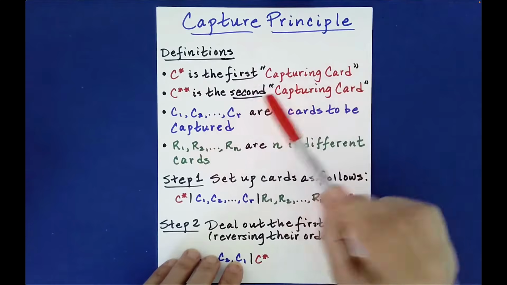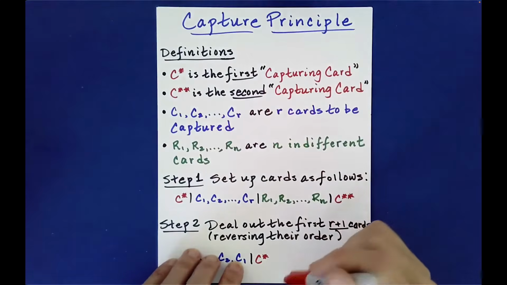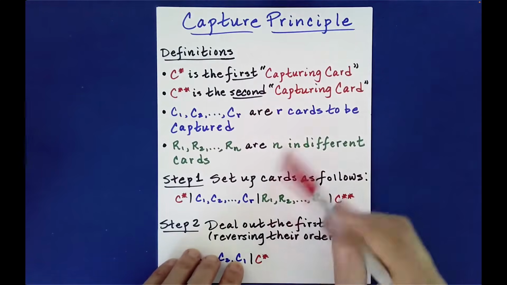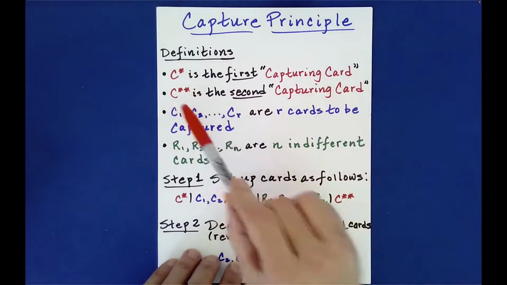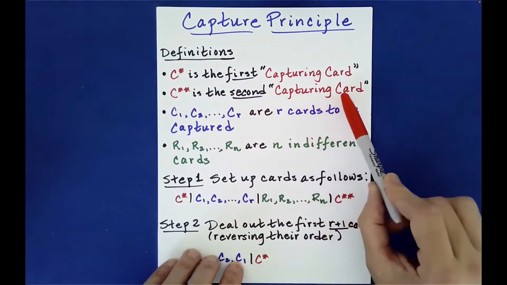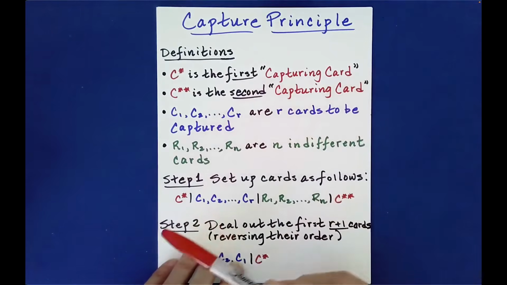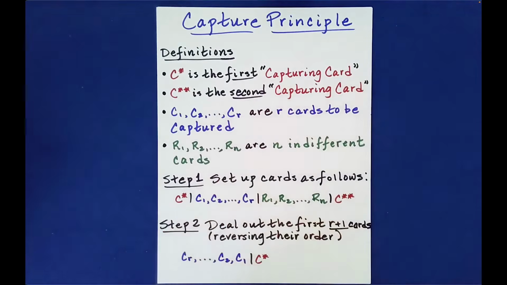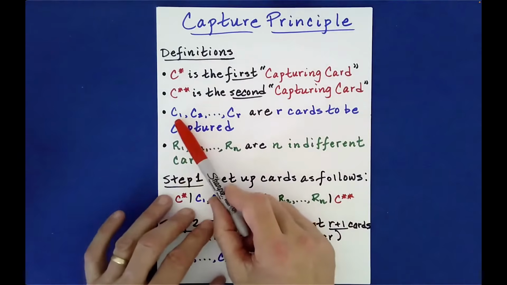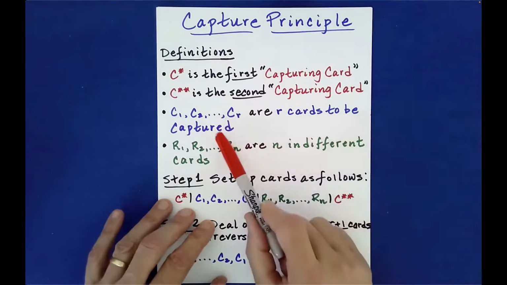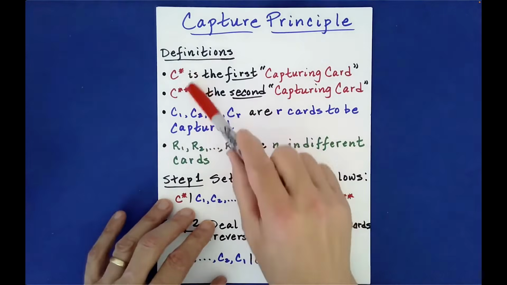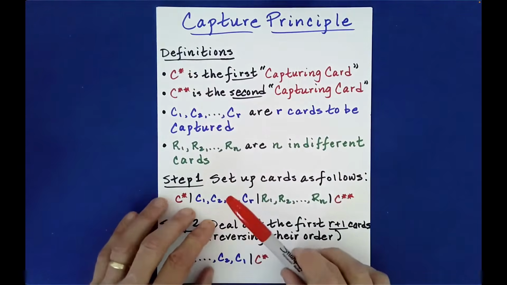In the performance that we just showed, that would be the ace of spades, right, what we put on top. And then the C double asterisk is the second capturing card. It would have been the queen of hearts just now. And then in blue, these are the cards that we hope to capture between these 2 at the end.